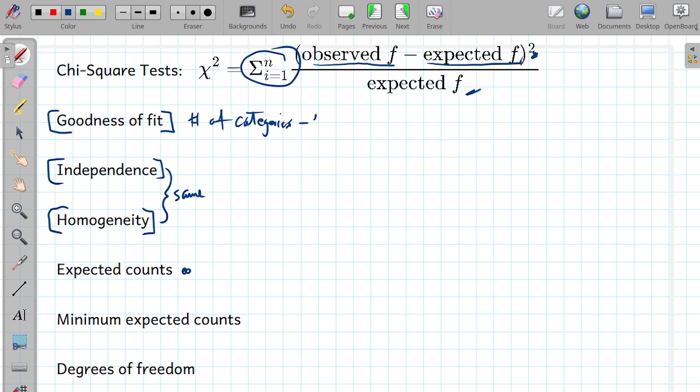Number of categories minus 1. That'll give you your degrees of freedom.